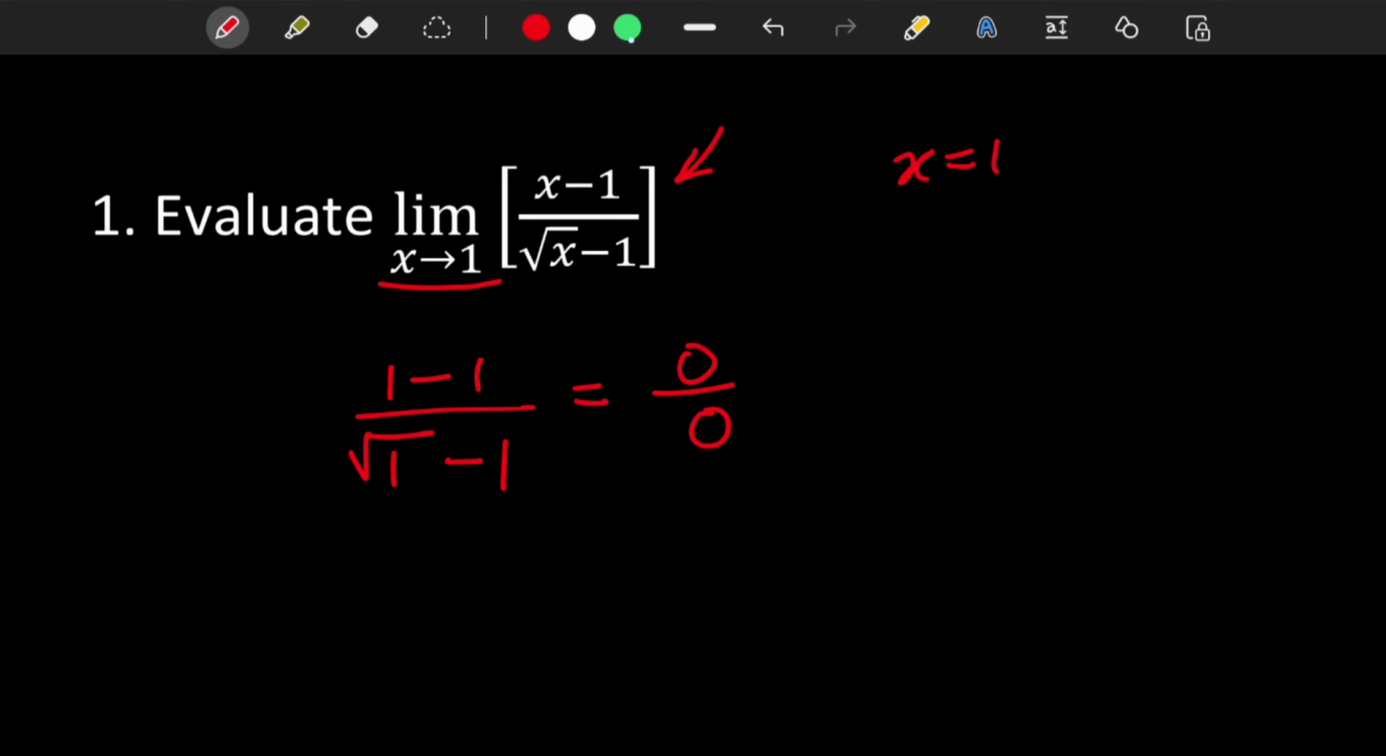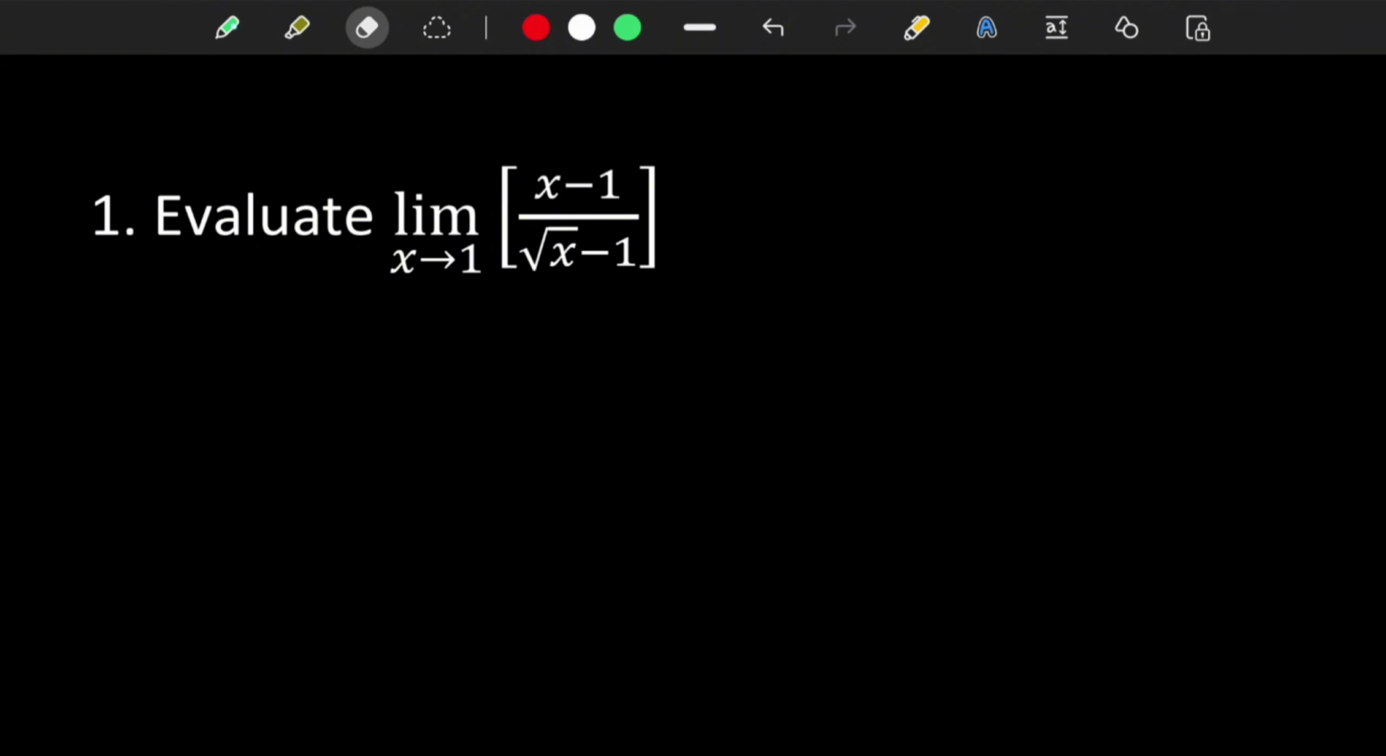So there's a problem here. The problem is that I have 0 as the denominator, which means this function will be undefined. So we can't have that. It means that we have to approach this problem a different way. Okay, so we're going to go ahead and work with this denominator we have here.